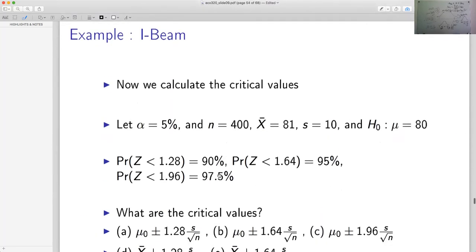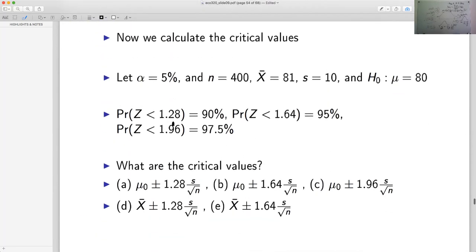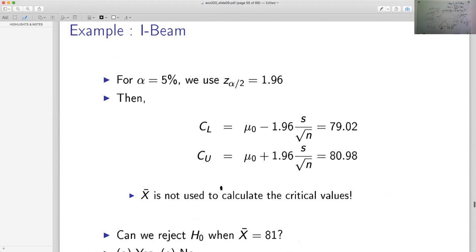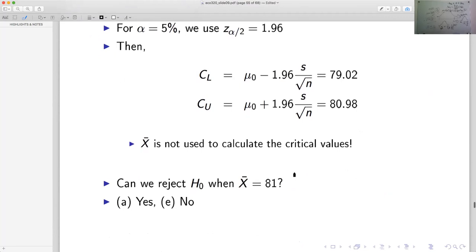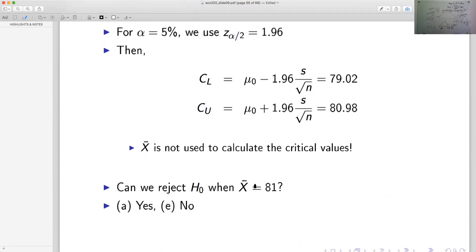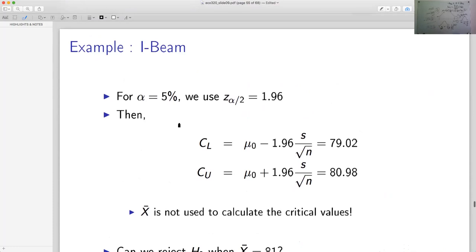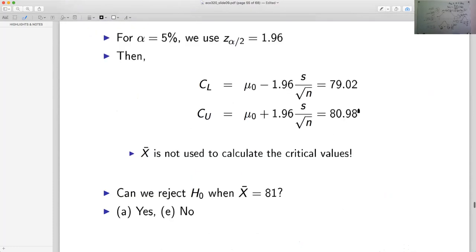And then using the critical value, what is the critical value? The answer is the upper bound is 80.98 and the lower bound is 79.02. So you actually can reject at 5%, right? Because this 81 is slightly outside of this 95% range, so you can reject, but you cannot reject at a 1% level.